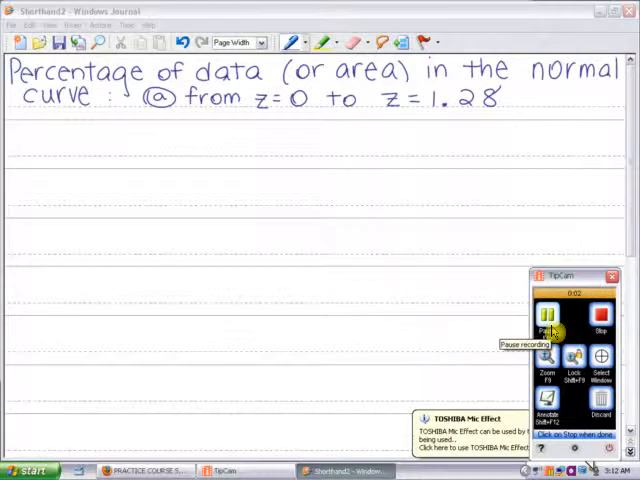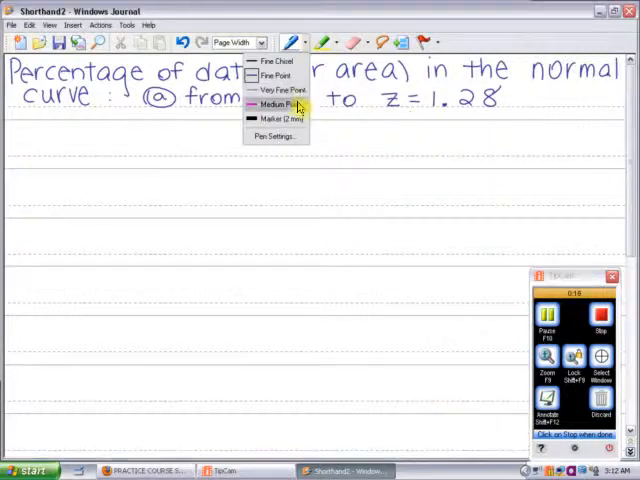Okay, so we're going to find percentage of data or area using the normal curve. And the first one we're going to do is from z equals 0 to z equals 1.28. And what we should do is draw what this looks like.